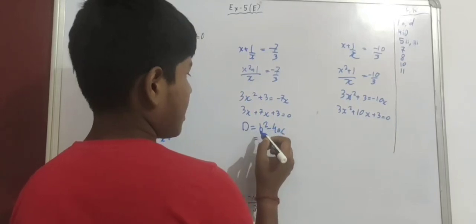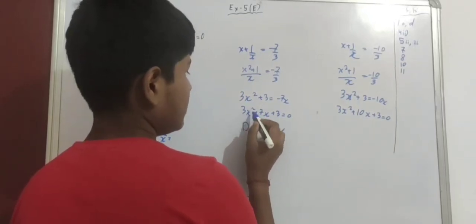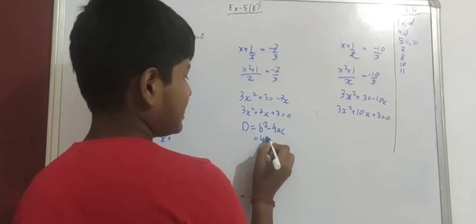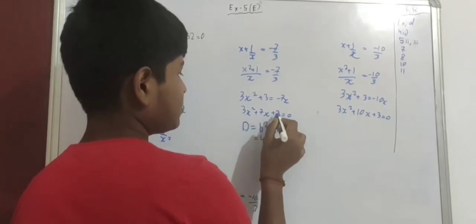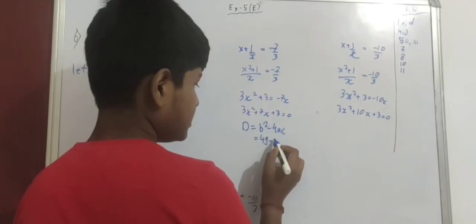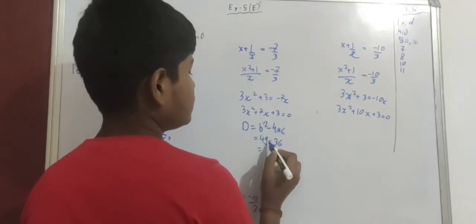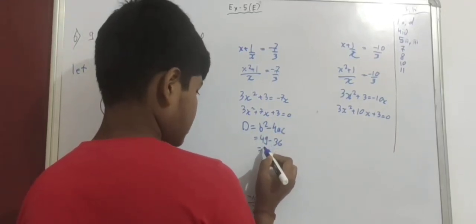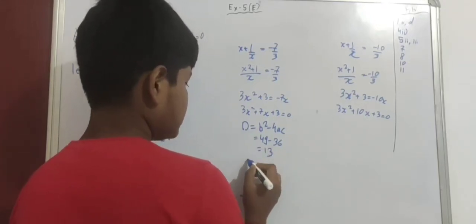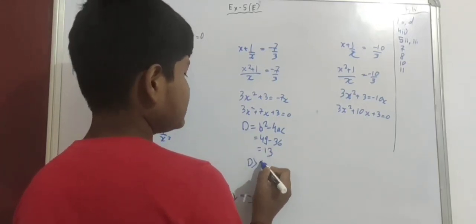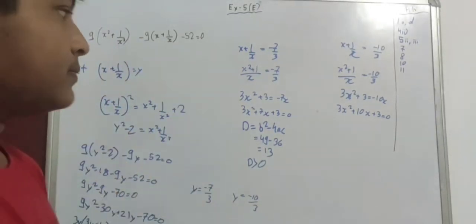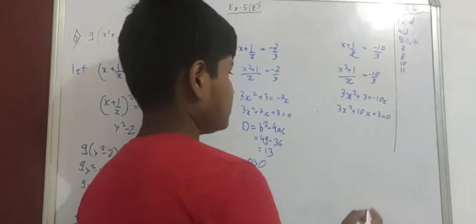So b is 7, 7 square is 49, minus 4 into a into c. So 4 into a is 12, 12 into 3 is 36, is equals to 13. So since d is greater than 0, the roots are real. So you can solve this part to get your final answer.